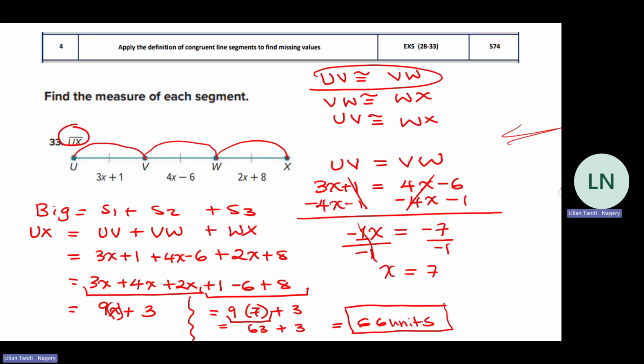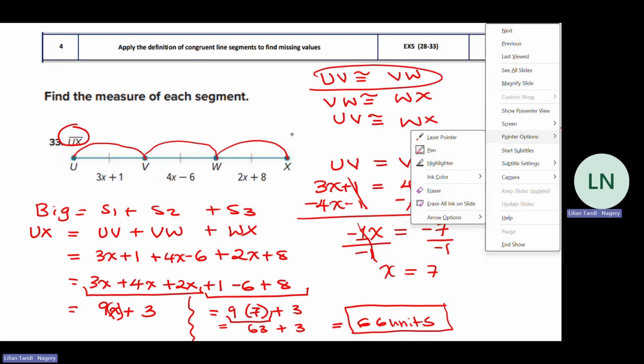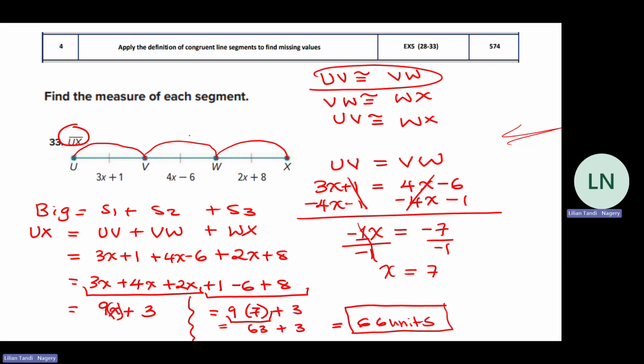And then if you want to check, you can check. Each of these parts should be 22. If you don't get 22, something is wrong. 3 times 7 is 21 plus 1 is 22. 4 times 7 is 28, 28 minus 6 is 22. 2 times 7 is 14, 14 plus 8 is 22. So I know I am correct. So this is the correct answer. So this was me checking. Okay?